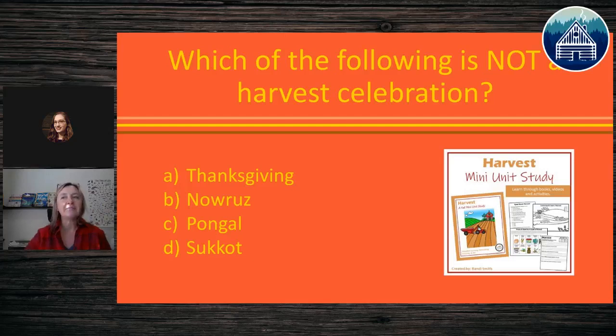Nobody's brave enough? Oh, we do. Okay. Yep, we've got Caitlin believes that it's Pongal. Nicole and Amanda both think that it is B, Nowruz. So what is the answer, Randy?